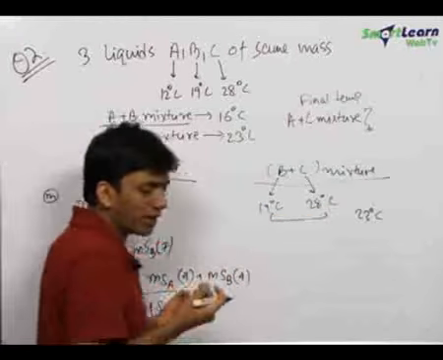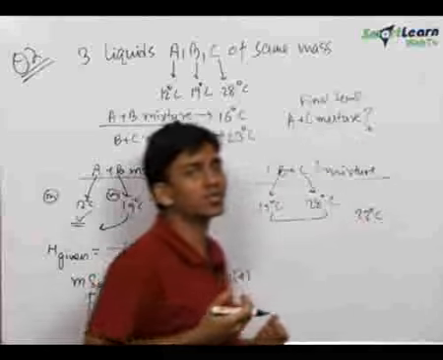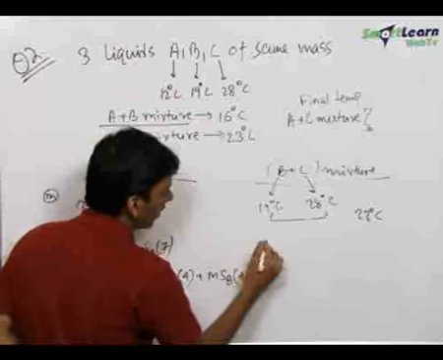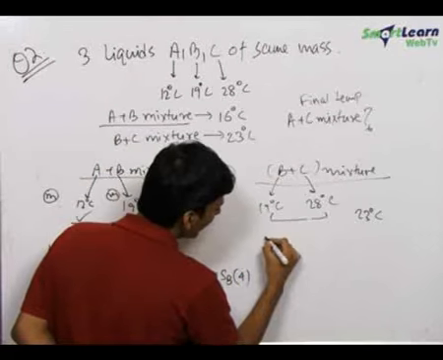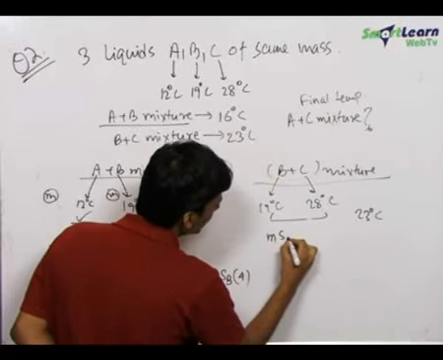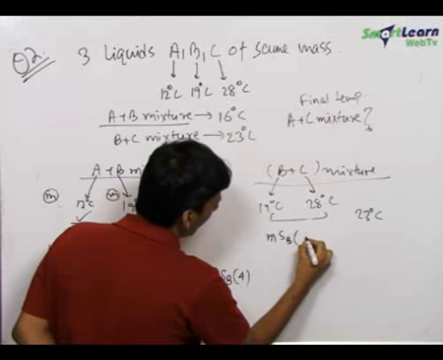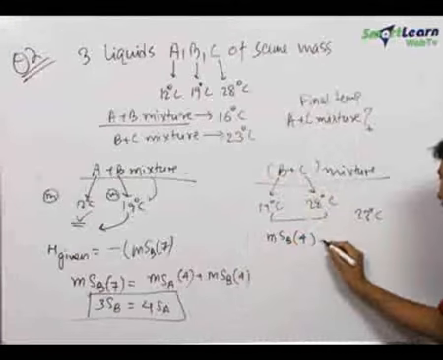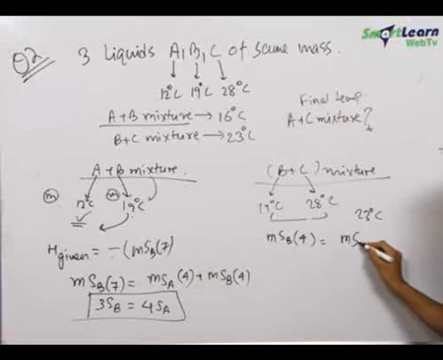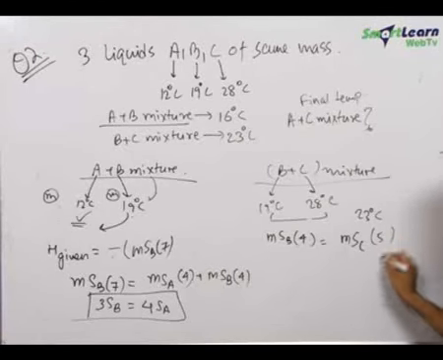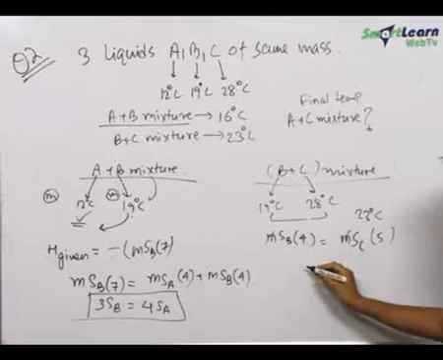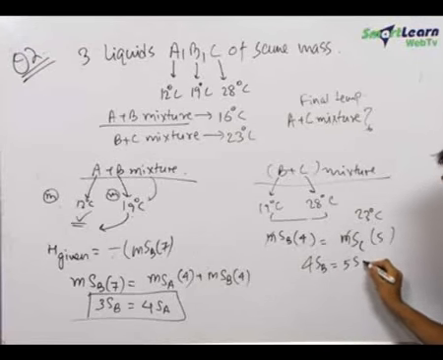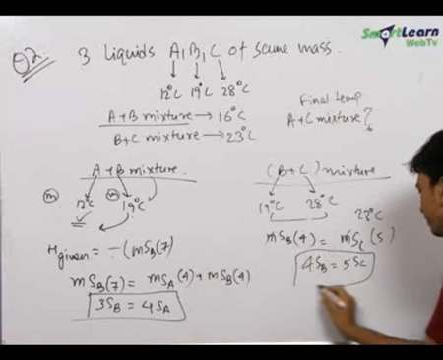Now since no heat went into the system or came out of the system, the heat released by C has been taken by B. Therefore we can write M into SB into 4, that is the heat absorbed by B, is equal to M into SC into 5. We cancel M and M to get 4SB is equal to 5 times SC.